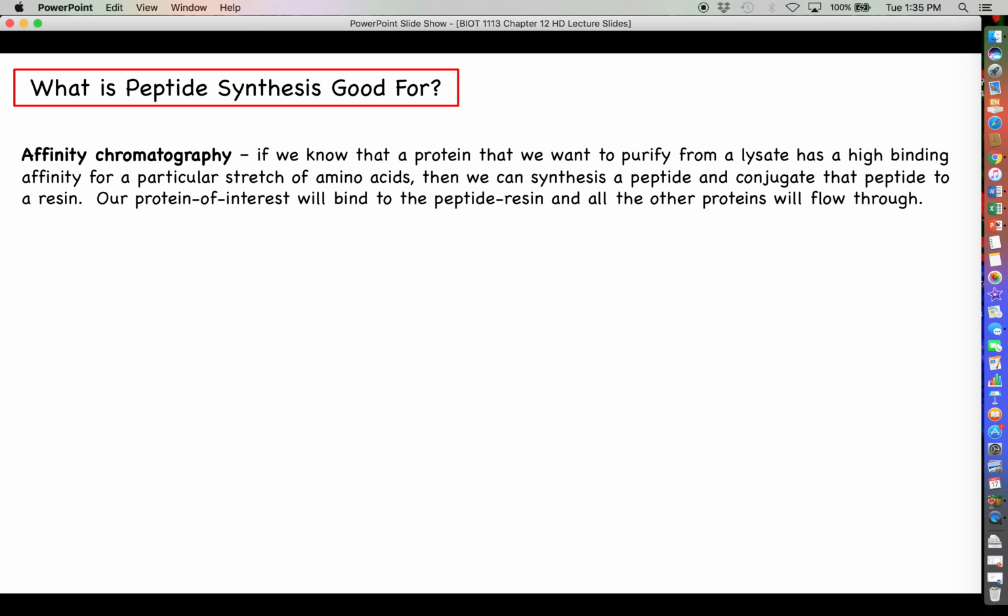So what could we possibly use peptide synthesis for? Okay, so say we synthesize a peptide that we want. We have an idea of what we want. What are we going to use it for?